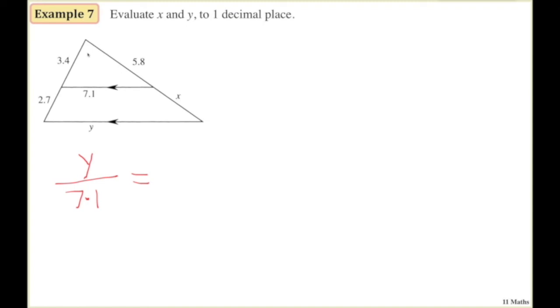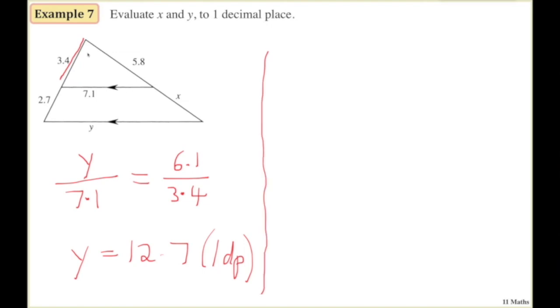On the big triangle, this full length down this side here is 2.7 plus 3.4, which is 6.1. On the smaller triangle, the length down the left-hand side is 3.4. So multiply both sides by 7.1 and you'll end up with your answer, which, if I round to one decimal place, will be 12.7, I hope. So there is y found to one decimal place.